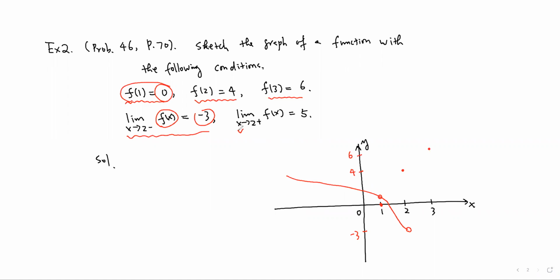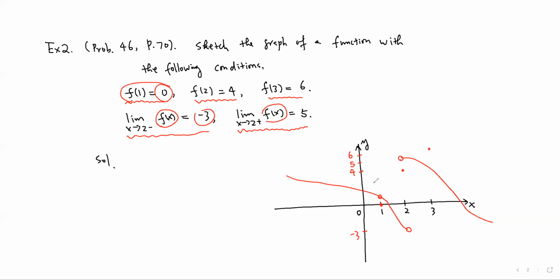The final condition: x approaches 2 from the right side. The graph of the function approaches 5. 5 is about here. As x approaches 2 from the right side, the height approaches 5. Here, open dot. Open dot means the height of this point is not the function value. Function value is here, solid dot.